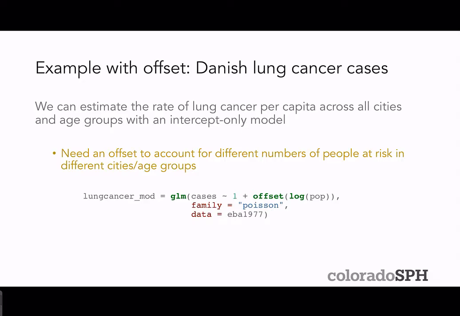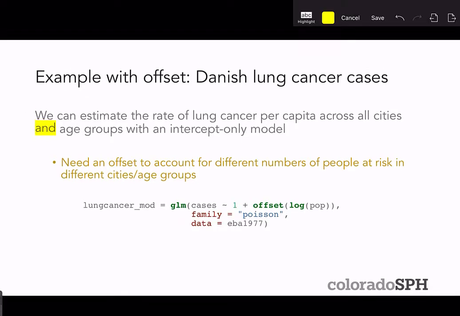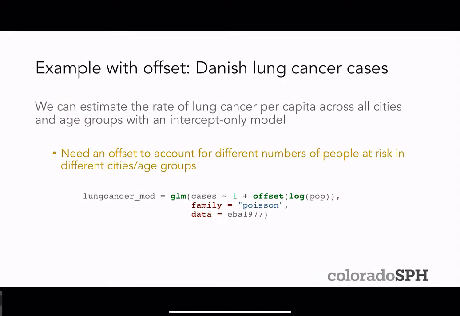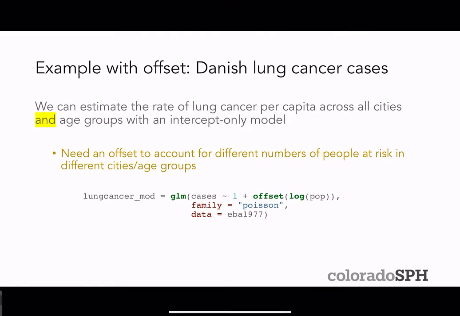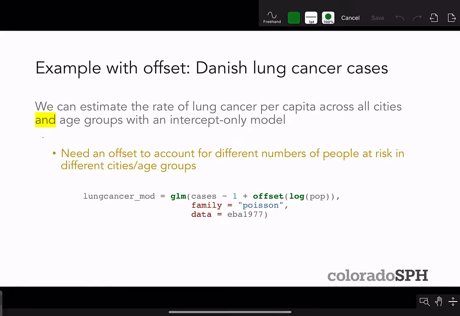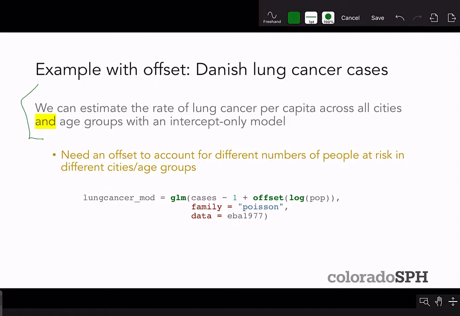So the first model I'm going to look at is an intercept only model because we can estimate the rate of lung cancer per capita or per person across all cities and age groups with an intercept only model. However, we're still going to need an offset term to account for the different number of people at risk in different cities or age groups.